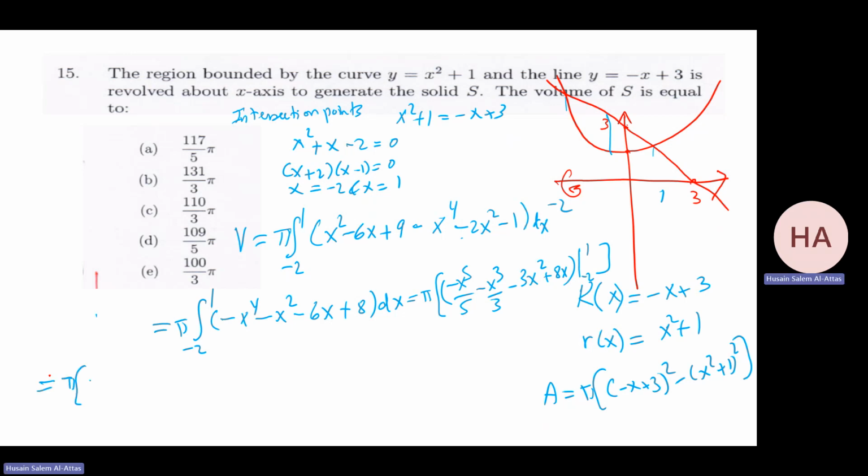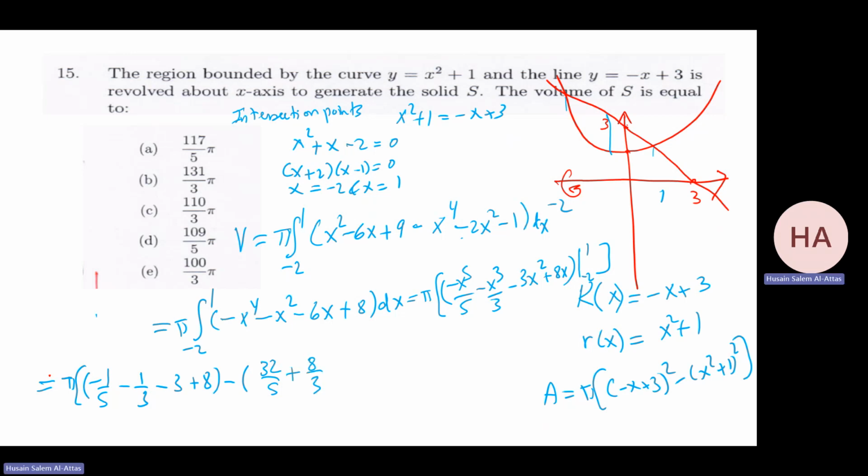Okay, pi times minus 1 over 5 minus 1 over 3 minus 3 plus 8, minus, substitute minus 2, that will be what? 2 to the power 5 is 32. That will be 32 over 5. What a number. I don't know why I want it this way. Okay. 32 over 5 minus 2 with this one, that will be minus 8 times minus, that will be plus 8 over 3.